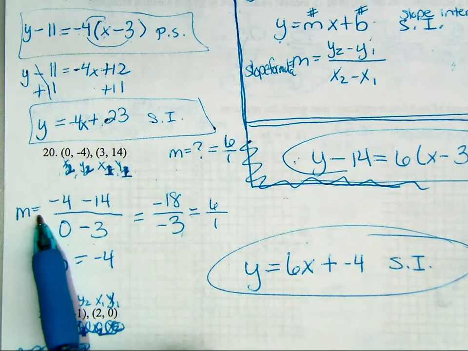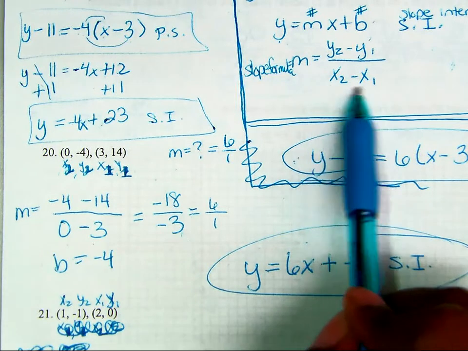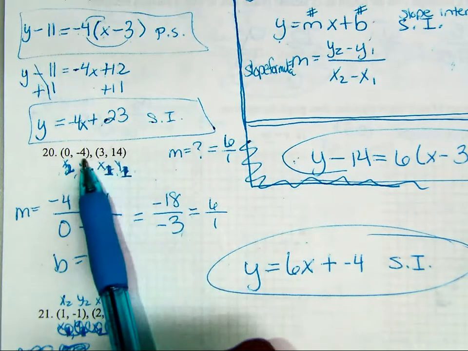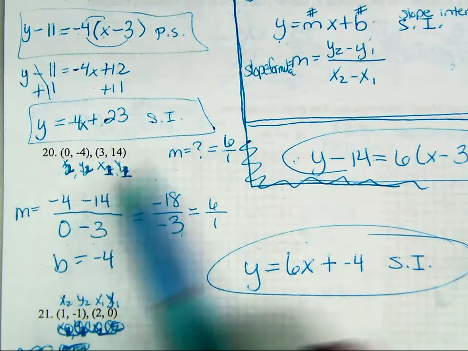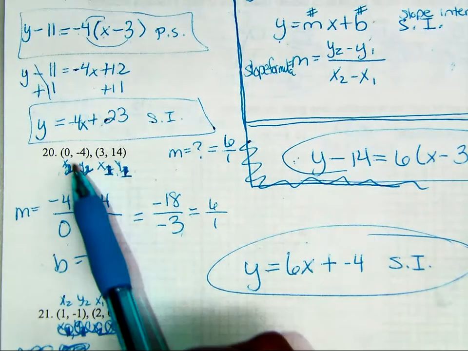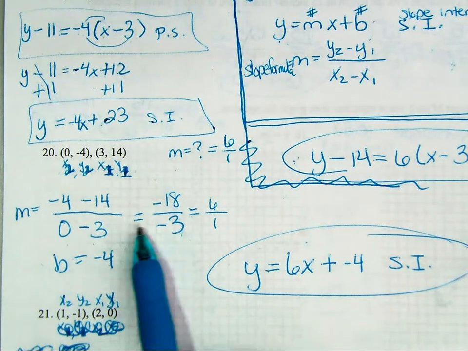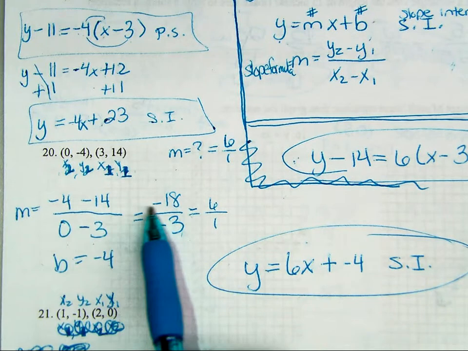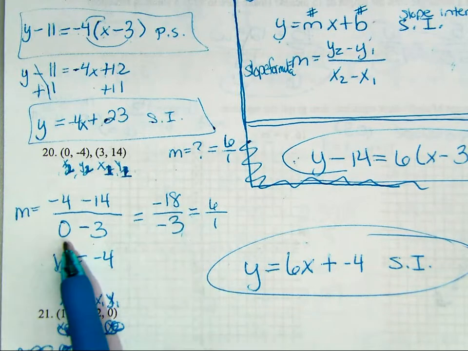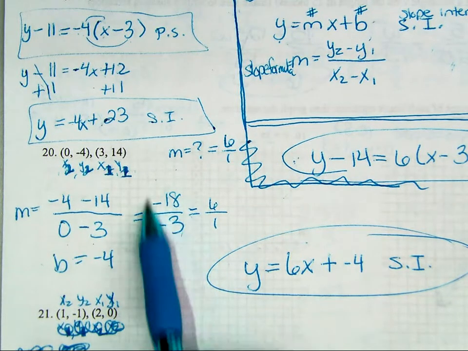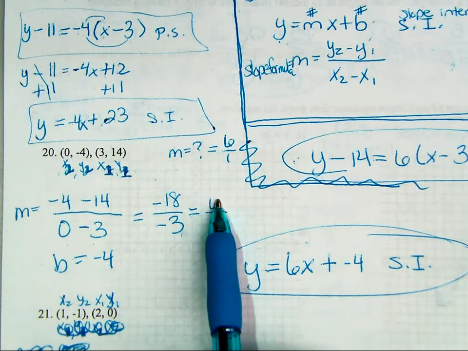M equals y2 minus y1 over x2 minus x1. Y2, negative 4, minus y1, 14, over x2, 0, minus x1, 3. Negative 4 minus 14 is negative 18, over 0 minus 3 is negative 3. I can reduce this. Negative 18 divided by negative 3 gives me a positive 6. So my M is 6 over 1.